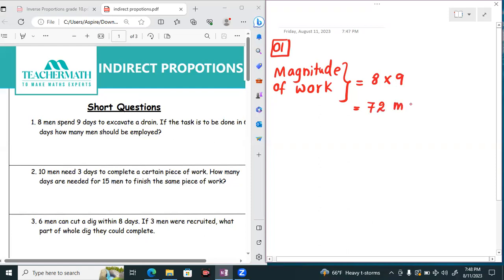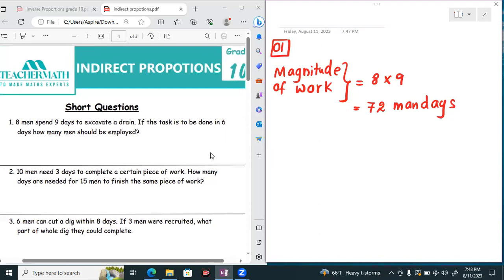Then 72 man days are taken to excavate the drain if one man works. Okay, if one man works, how many days will it take? 72 days are taken to complete this work. But now there are 8 workers, therefore they take only 9 days. Then 8 times 9 is 72 man days.